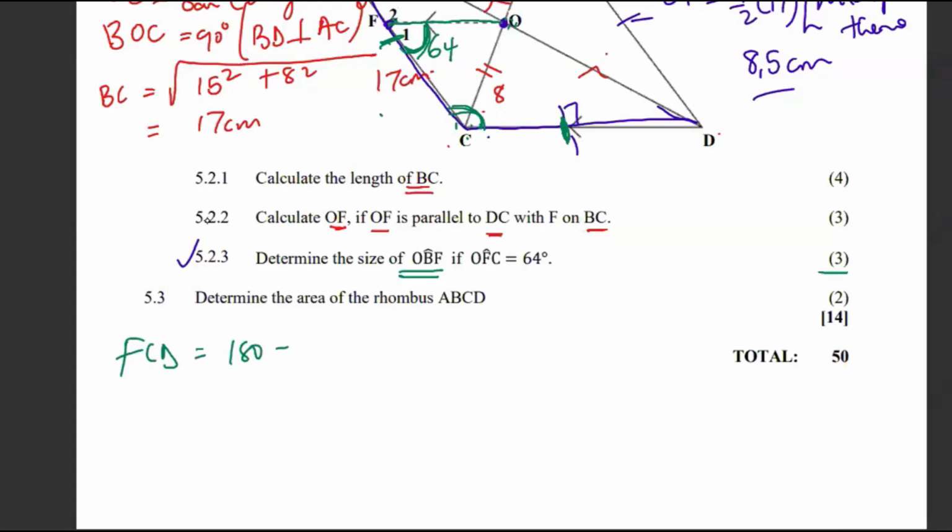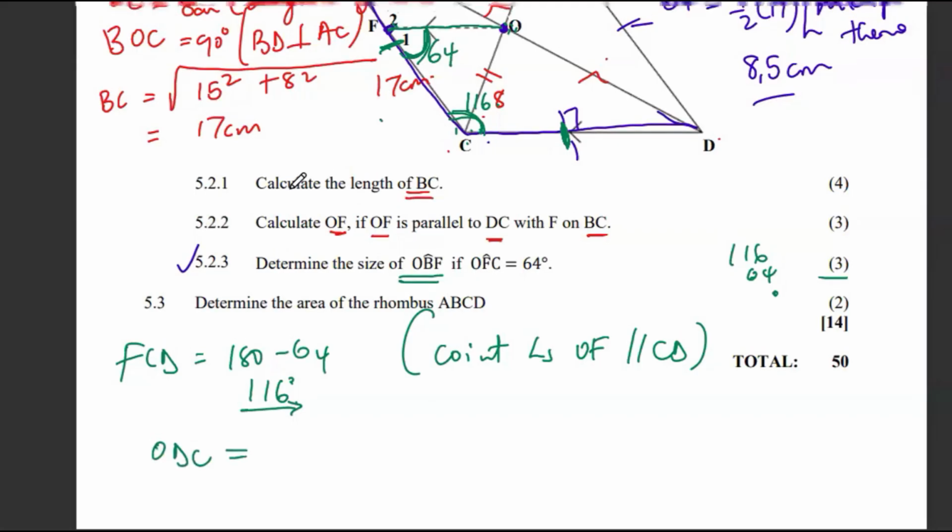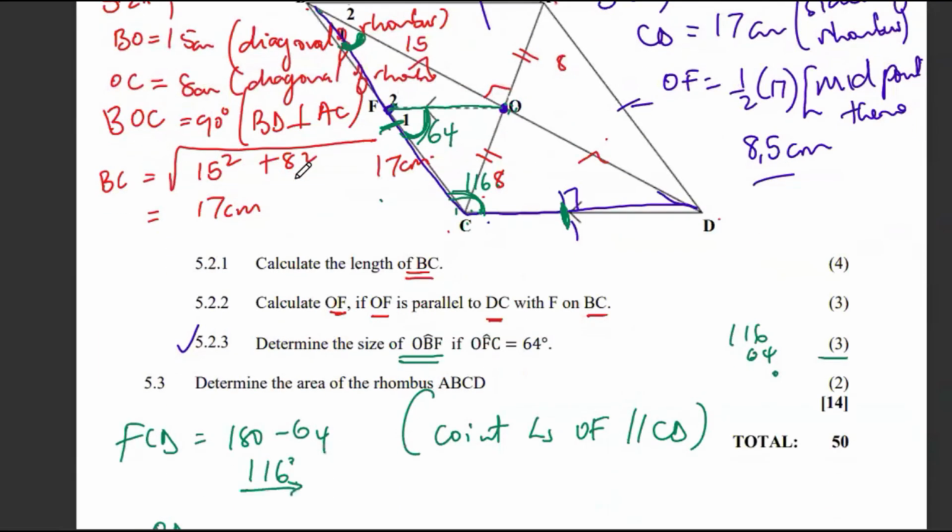FCD will be 180 minus 64. Reason: those are co-interior angles because OF is parallel to CD. So that's going to be 116, if I'm not mistaken. 116 and 64, does it rhyme? Yeah, I think it does. 116 degrees. Then if this is a 116, I'm going to say that ODC is the same as OBF.